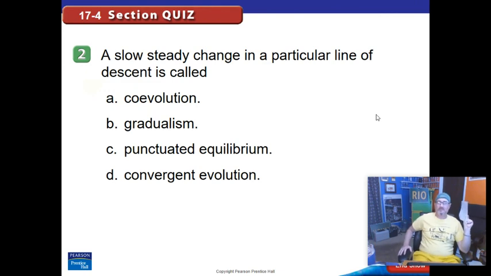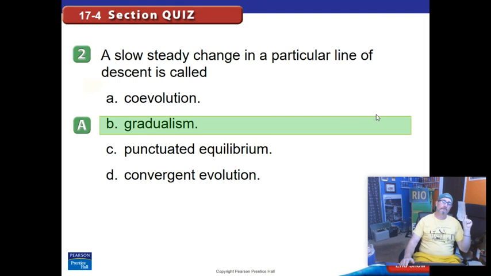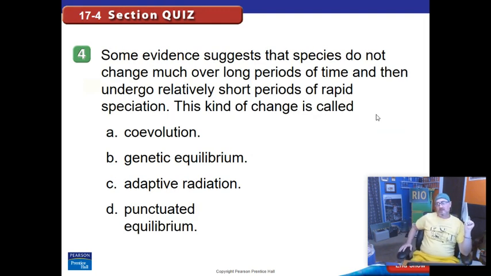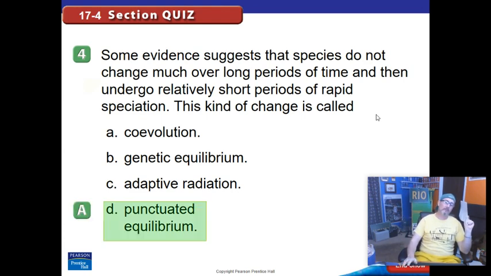Slow and steady change in a particular line of descent. What do we call that? Yeah, that is gradualism. Some evidence suggests that species do not change much over long periods of time and then undergo relatively short periods of rapid speciation. This kind of change is called what? Yeah, so real steady and then rapid, and then real steady and then rapid, and then real steady and then rapid. That is punctuated equilibrium.